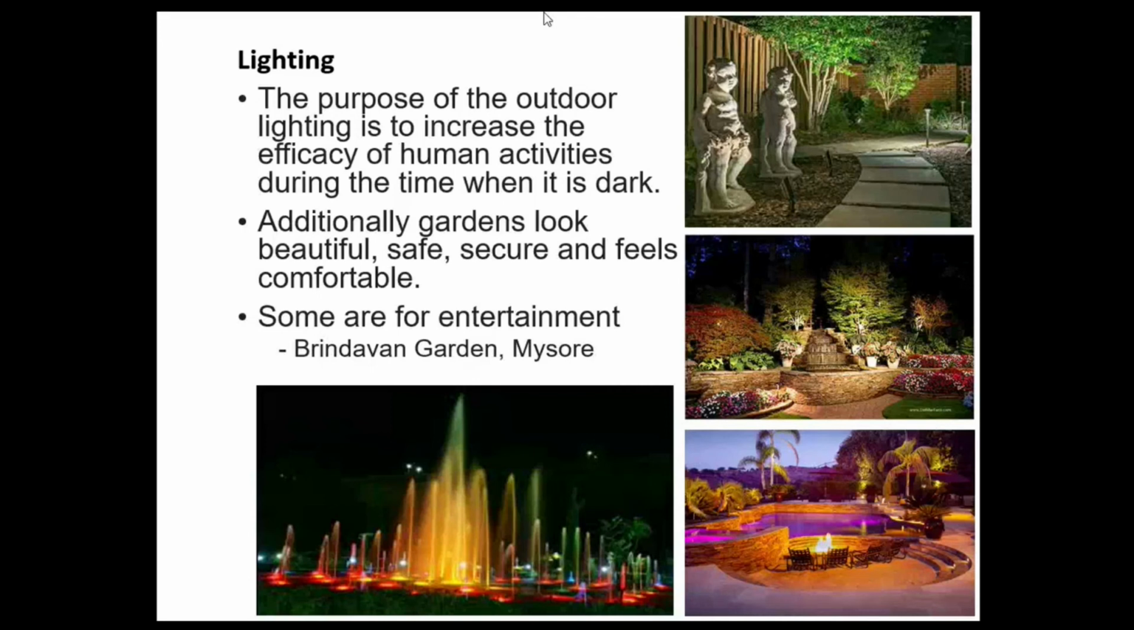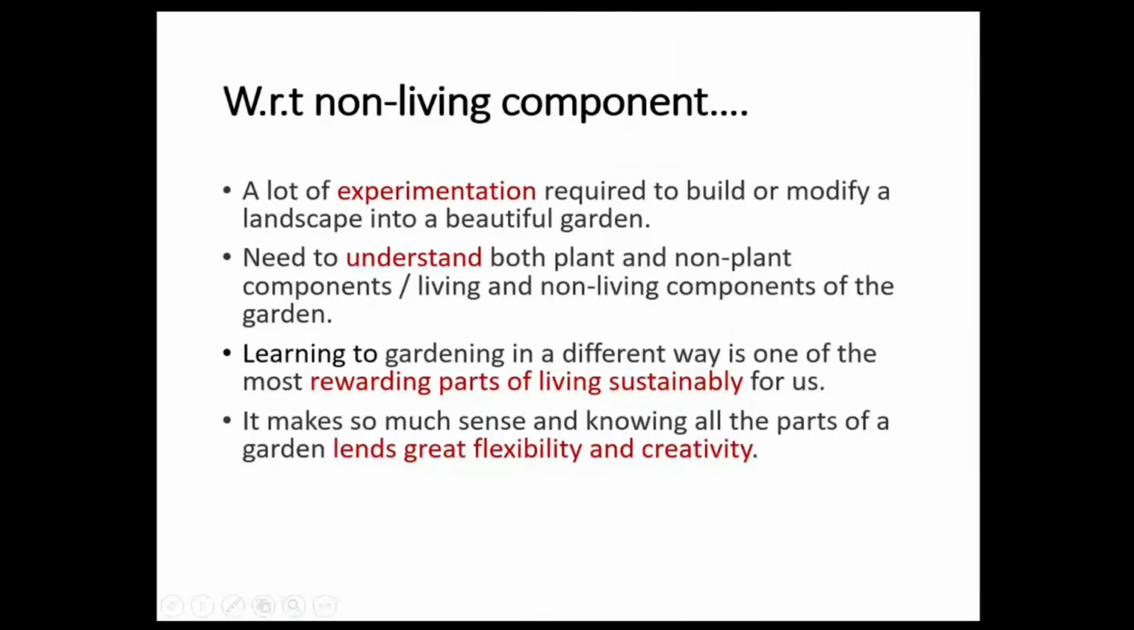Overall, what I want to say with respect to the non-living or non-plant component is that we need lots of experimentation to build or modify a landscape into a beautiful garden. Apart from softscape, like plants, we need more non-plant components, which play a major role. Whatever we studied so far, from rocks, fountain, water, lighting, decks, patios, supporting structures like beehive, tree trellis, tree houses, bird houses, all these play a major role, but it will not come at a time. One time you can't go and fix everything, so we need lots of experimentation.